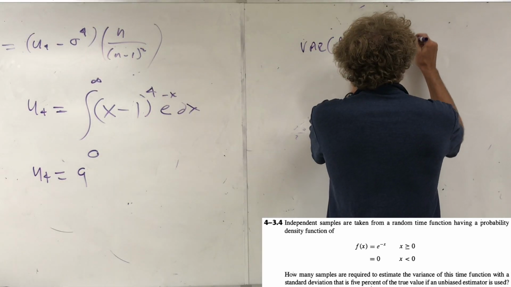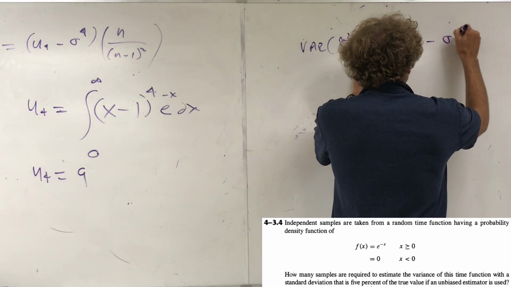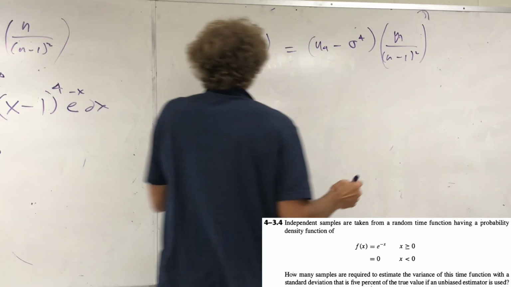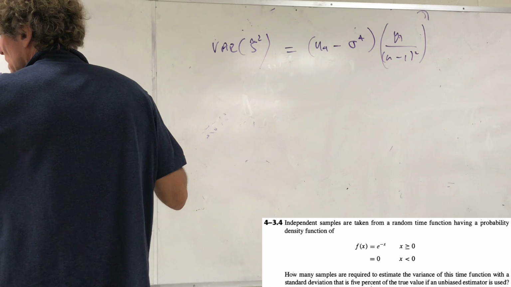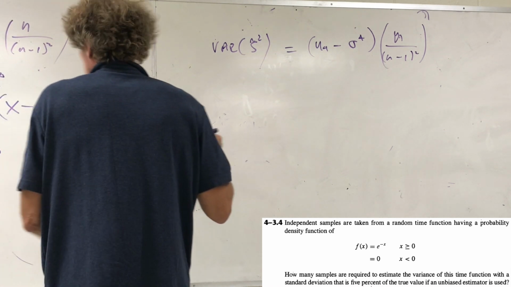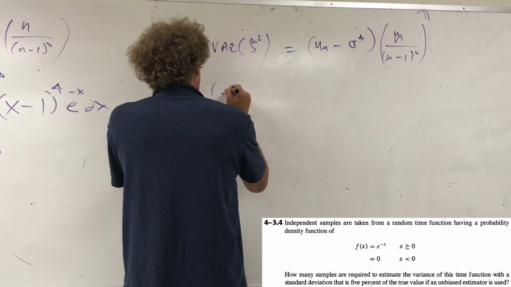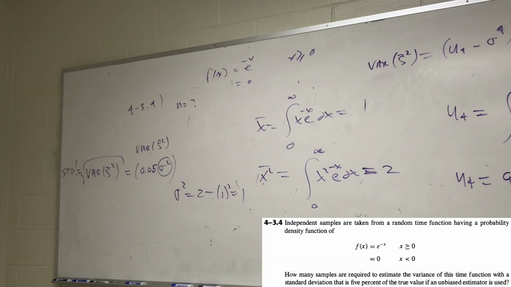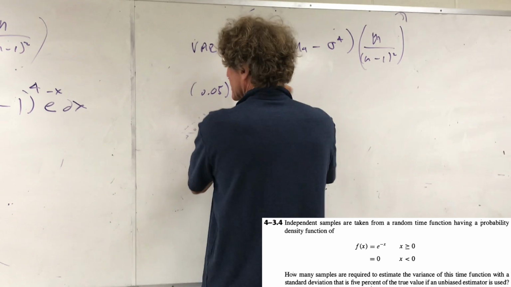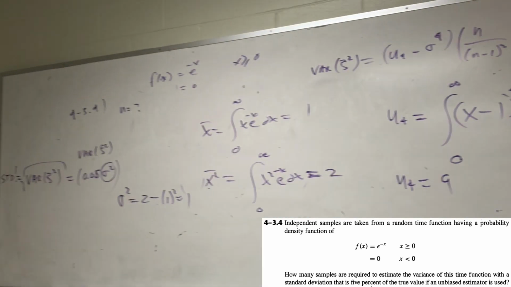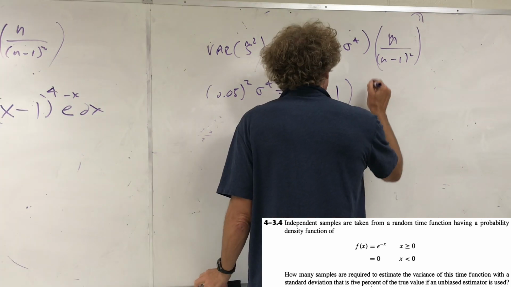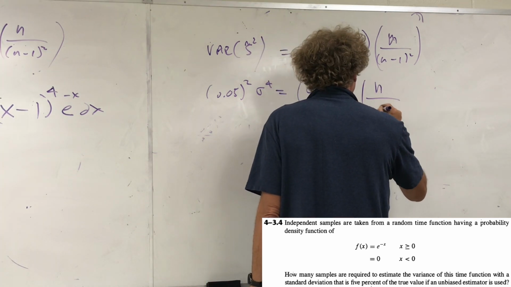And that's going to be mu to the fourth minus sigma to the fourth over n minus 1 squared. So we've got that is, where is it? 0.05 sigma squared. So I have to take 0.05 squared sigma to the fourth equals, and we got mu to the fourth is 9, right? Minus sigma to the fourth. Sigma squared is 1. And then it's going to be n over n minus 1.